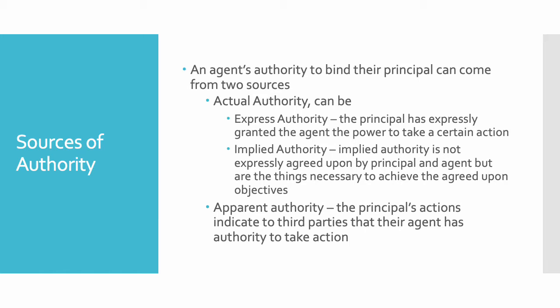Apparent authority. In apparent authority, there's no agency agreement, no contractual agreement, but the principal's actions indicate to a third party that the employee or agent has authority to do certain things. There are some parallels here with examples that I used in the previous chapter, but let's move on.